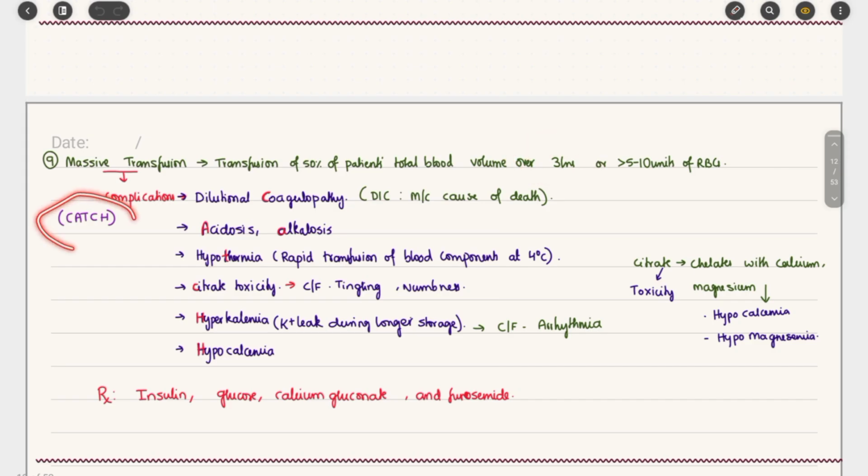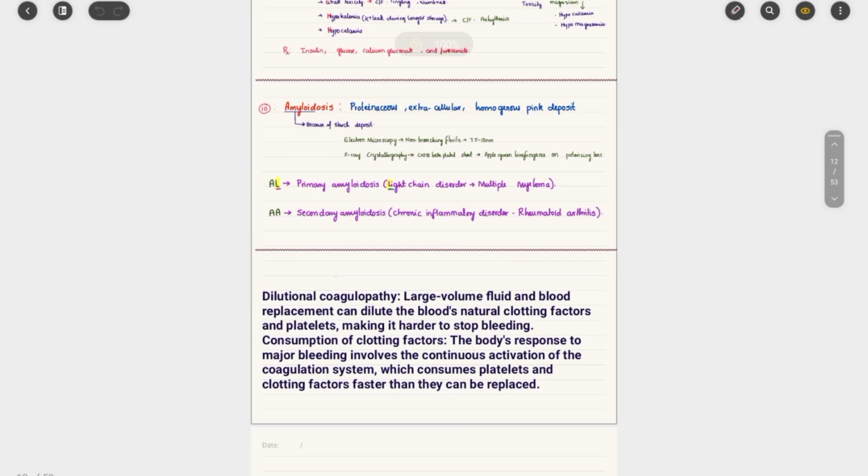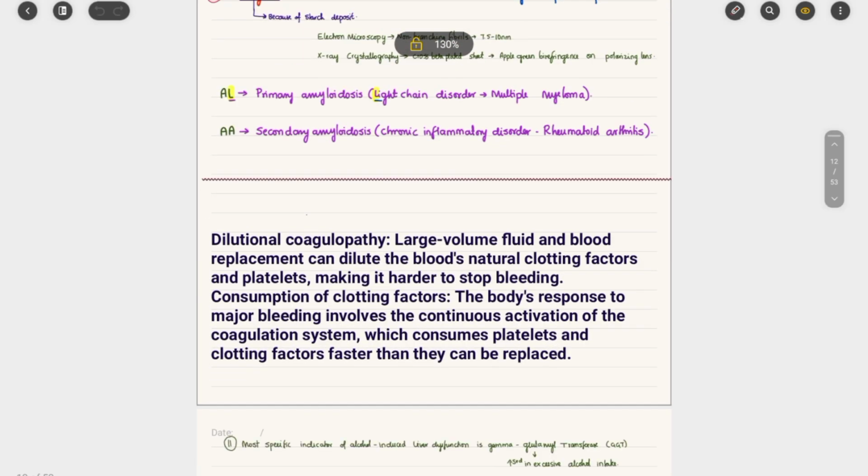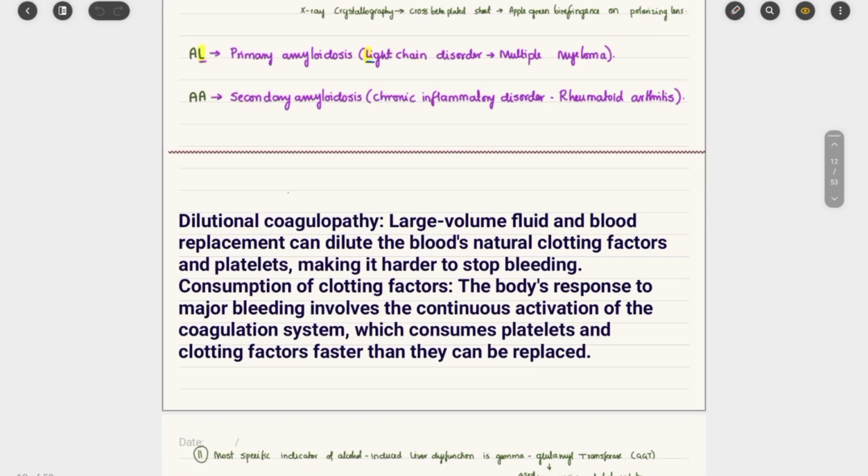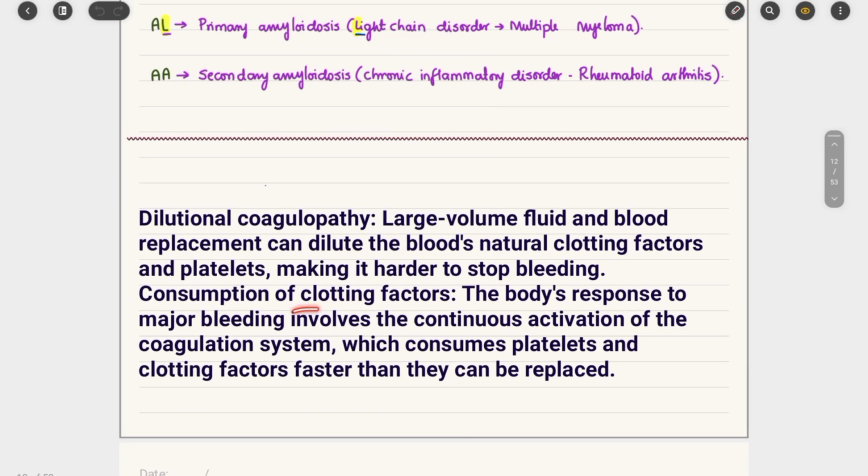You have to remember the catch here: the more blood you have transfused, the more there will be dilutional coagulopathy. What is that? The large volume of fluid and blood replacement can dilute the blood's natural clotting factors and platelets, making it harder to stop the bleeding. Okay, what is consumption of the clotting factors?